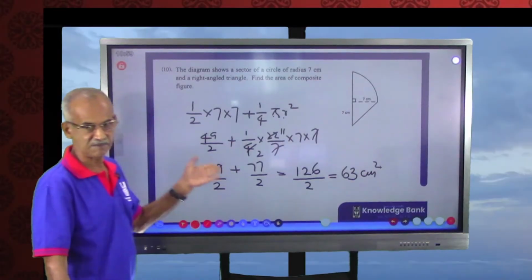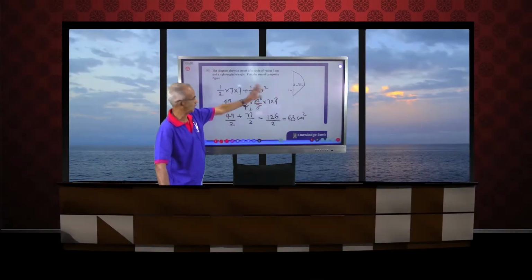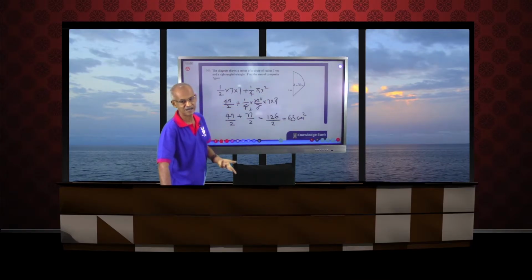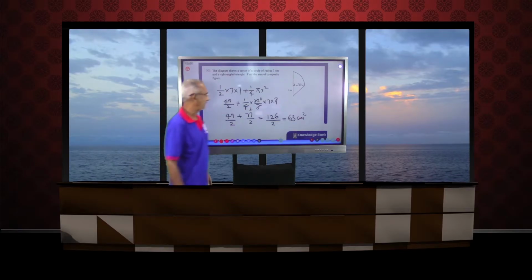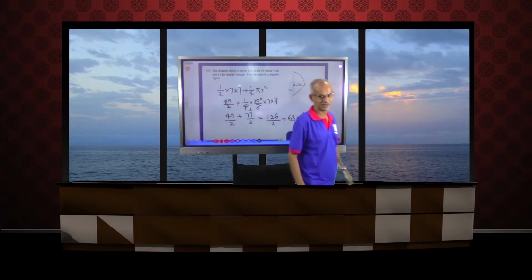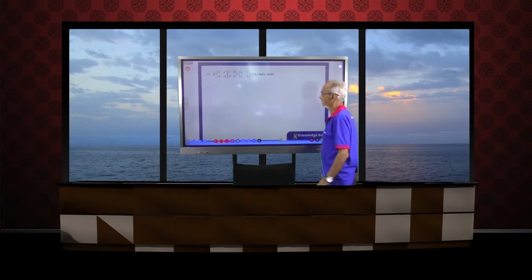When you're doing this type of question, if you like, you can do this separately. First, you can find the area of the triangle and then the area of the sector. Thereafter, you can add. But if you like, you can do it all here, because Paper 1 is 2 hours, so time is very important. Okay, then let's go to the next question.